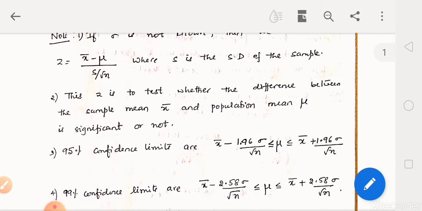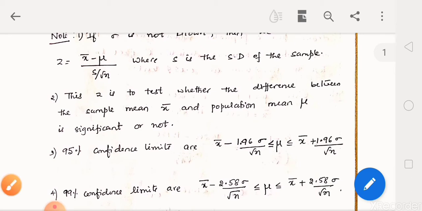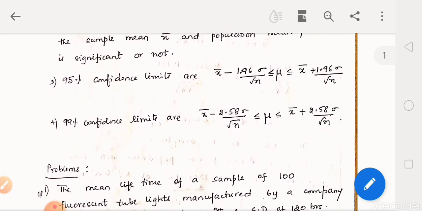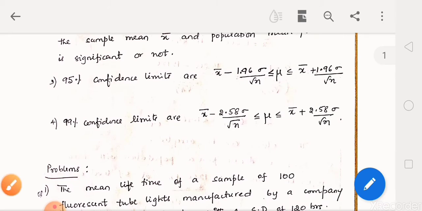Third, in this method the 95% confidence limits are given by x bar minus 1.96 sigma divided by square root of n less than or equal to mu less than or equal to x bar plus 1.96 sigma divided by square root of n, and the 99% confidence limits are given by x bar minus 2.58 sigma divided by square root of n less than or equal to mu less than or equal to x bar plus 2.58 sigma divided by square root of n.